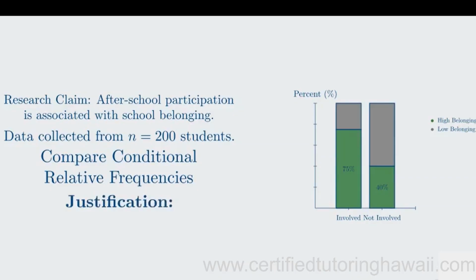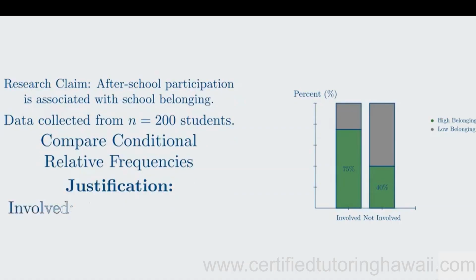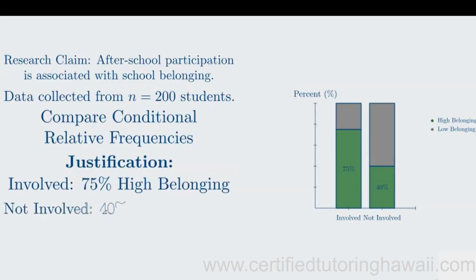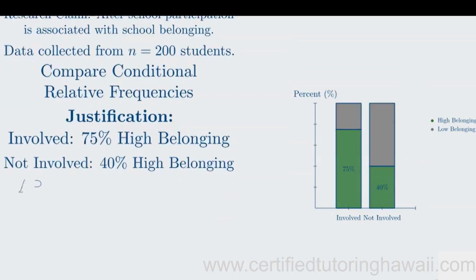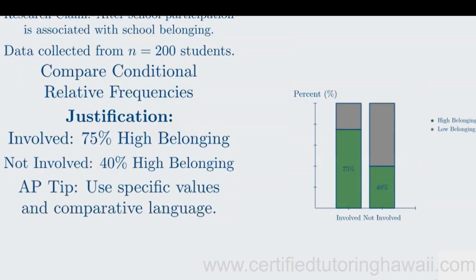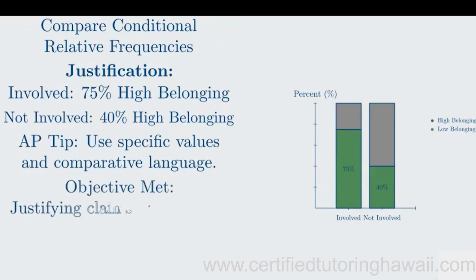We can justify the claim by stating, yes, there is an association. Students involved in activities are nearly twice as likely to report a high sense of belonging, 75%, compared to those not involved, who only report a high sense of belonging at a rate of 40%. When justifying a claim on the AP exam, always use specific values from the table or graph and use comparative language like greater than or different from. You can now justify a claim using data from a graphical representation.